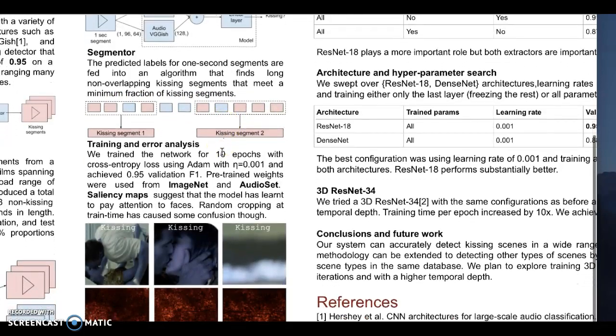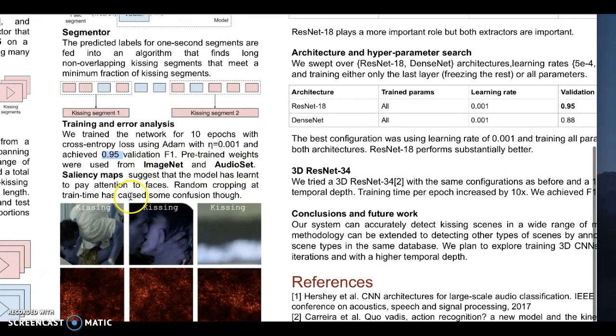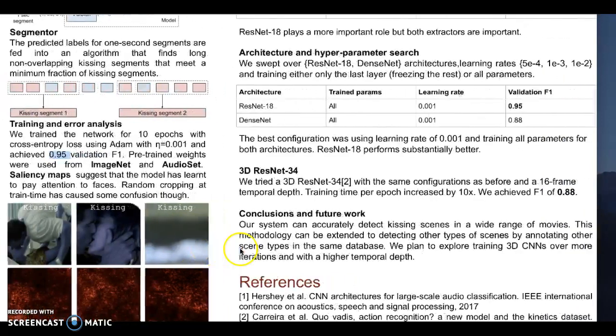So we trained this network for 10 epochs and using cross-entropy loss and Adam, and we achieved a 0.95 validation F1, which means that we have a pretty accurate classifier. So looking at basically saliency maps here, we see that the model is doing a pretty good job focusing on what's important, faces, but also as an artifact of the way that we're cropping out images, randomly getting the images out, you see that sometimes we're feeding bad data to the model, which is causing confusion.